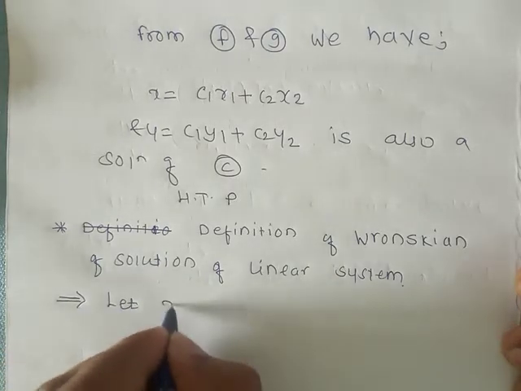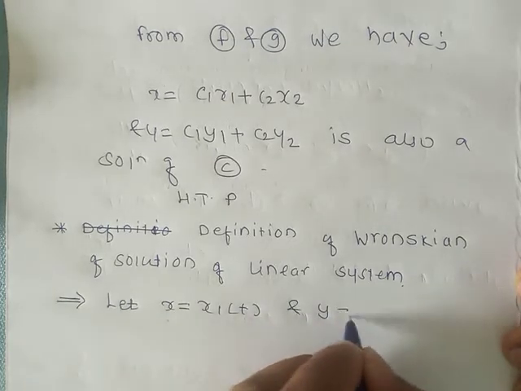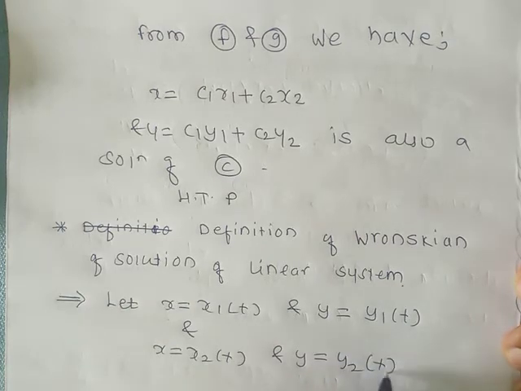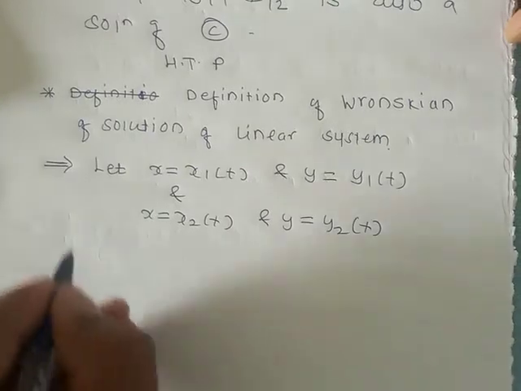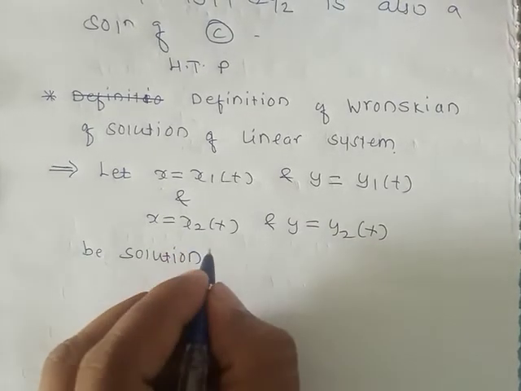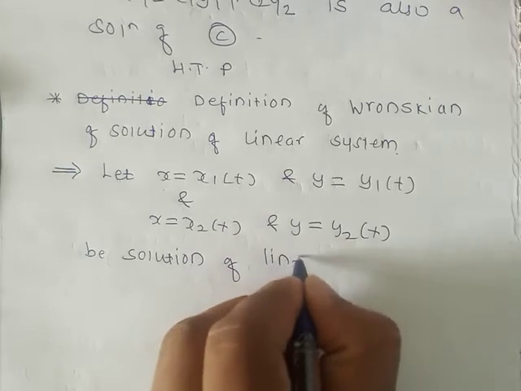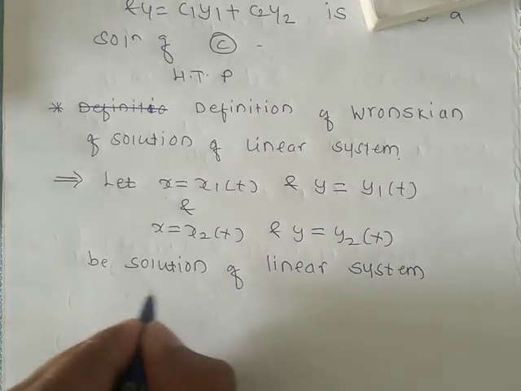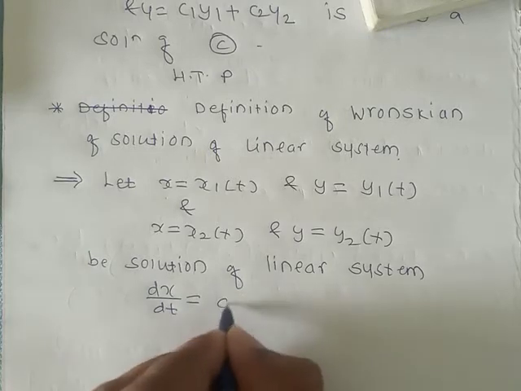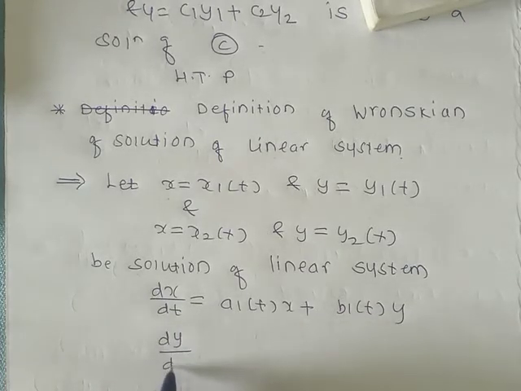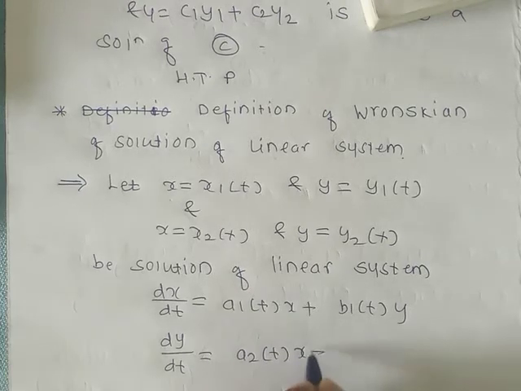Let x is equal to x1 of t and y is equal to y1 of t, and x is equal to x2 of t, y is equal to y2 of t, be solutions of the linear system dx by dt is equal to a1 of t x plus b1 of t y, dy by dt is equal to a2 of t x plus b2 of t y.